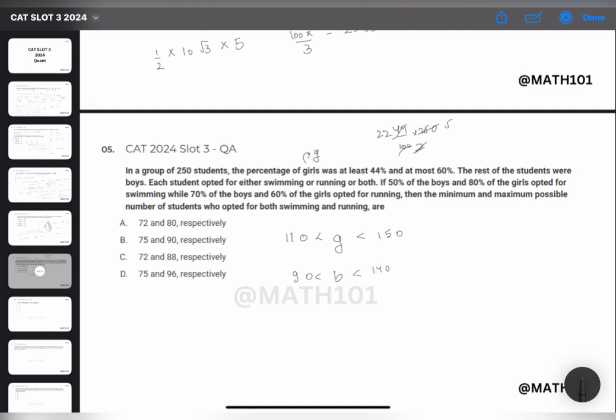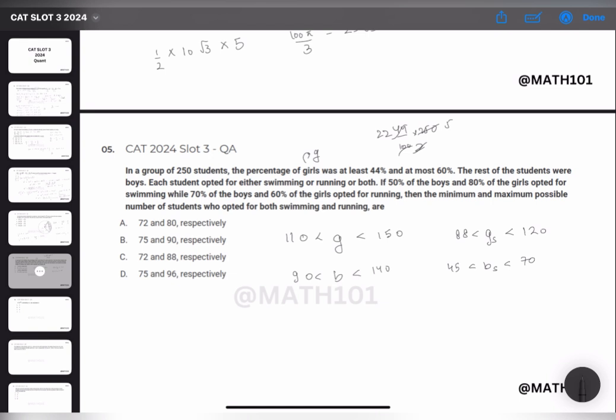Each student opted for either swimming or running or both. If 50% of the boys and 80% of the girls opted for swimming, so girls who opted for swimming is 80% of 110, that is 88, and 80% of 150 would be 120. And boys who went for swimming is 50% of the boys, so it is greater than 45 and less than 70.